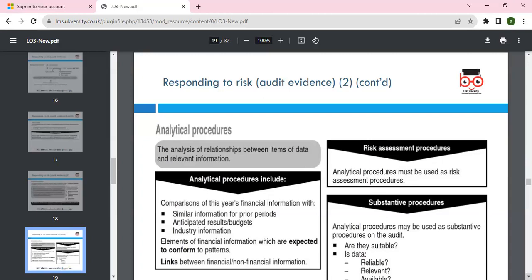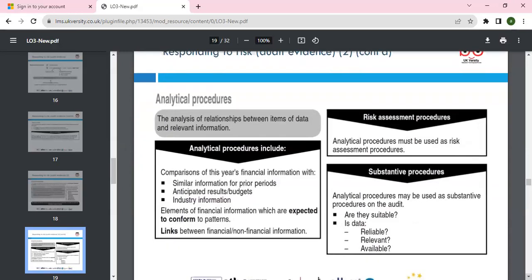Anticipated result, budget, industry's information. We can look around elements of information which is expected to control, links between financial and non-financial, and we can look around the risk assessment. Yes, so always substantive procedures.